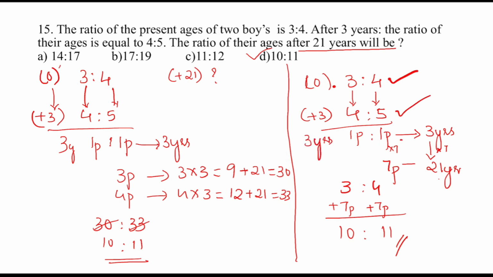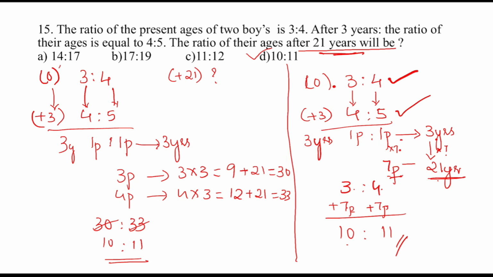So directly 1 part is 3 years. But we want the ratio after 21 years. So to make 3 years into 21 years, I have to multiply by 7. Similarly, multiplying 1 part by 7 gives us 7 parts. So 21 years is equal to 7 parts. Instead of adding 21 years to the age, we can directly add 7 parts to the ratio. The present ratio is 3:4, so if I add 7 parts to both, I get the ratio after 21 years, that is 10:11.